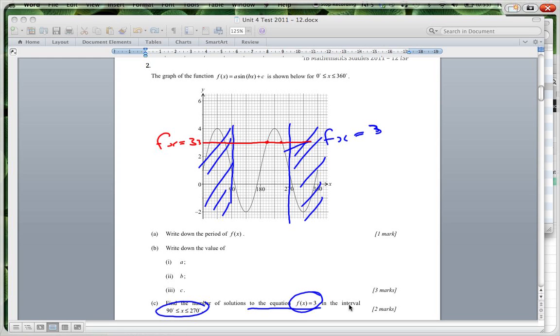Because it says here it goes from 90 to 270, so I've crossed those out. We're not interested in that, we're only interested in this part from 90 to 270. It's 2. There'll be 2 solutions. They weren't actually asking you for the solutions, just the number of solutions that you would have.